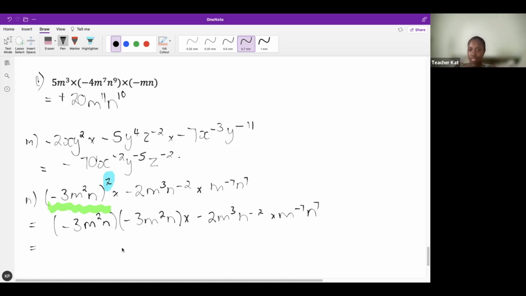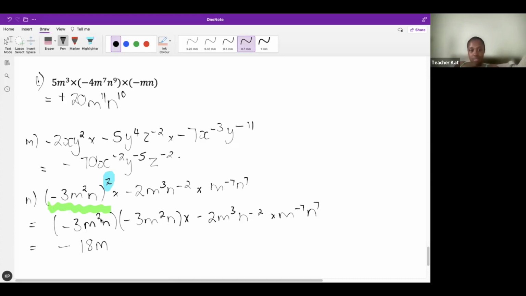the negatives gives me what? A negative times next is a positive times another negative. A negative times a positive. Still a negative. Okay, 3 times 3 is 9 times 2, 18. We've dealt with the numbers. Now let's deal with m.